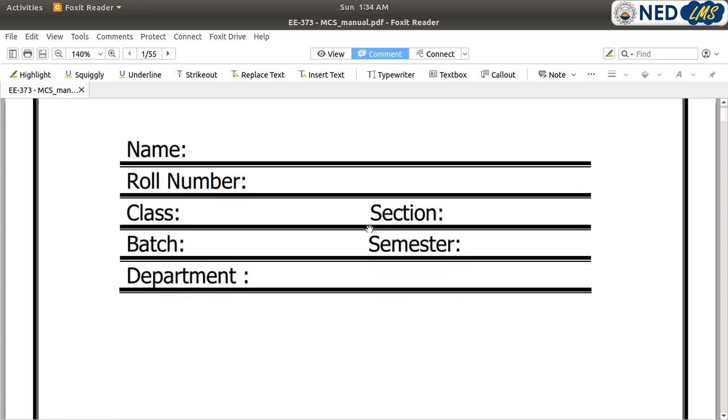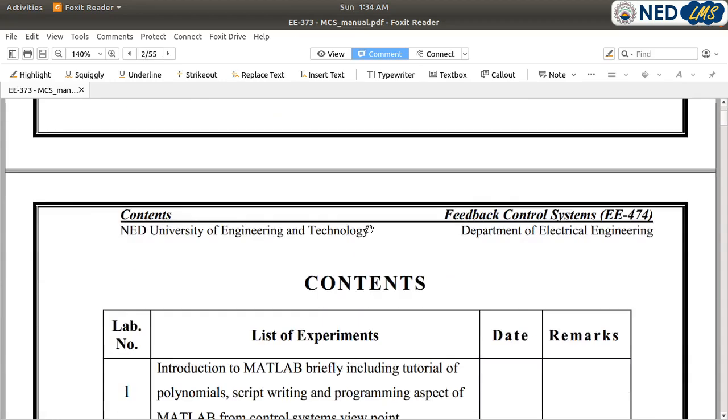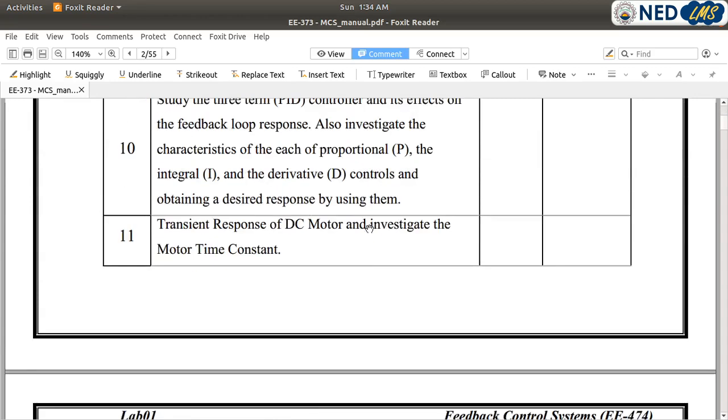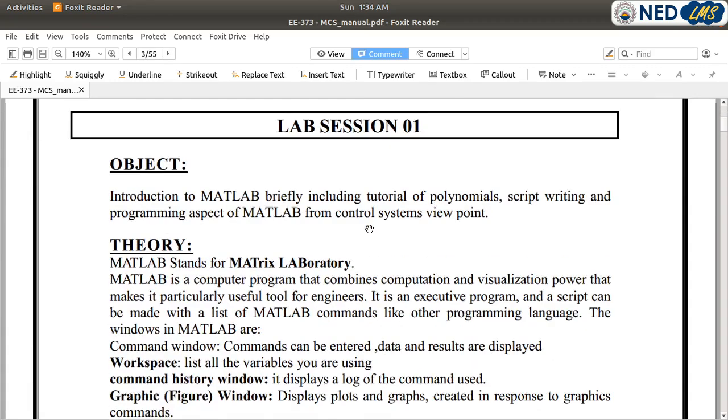Now let's start lab 1 present in the manual. The objective is the introduction to MATLAB, in which we briefly look into how we can write and manipulate polynomials, as they are necessary from a control system perspective. Also, we will see how we can plot different functions in MATLAB, and also how we can write scripts in MATLAB.